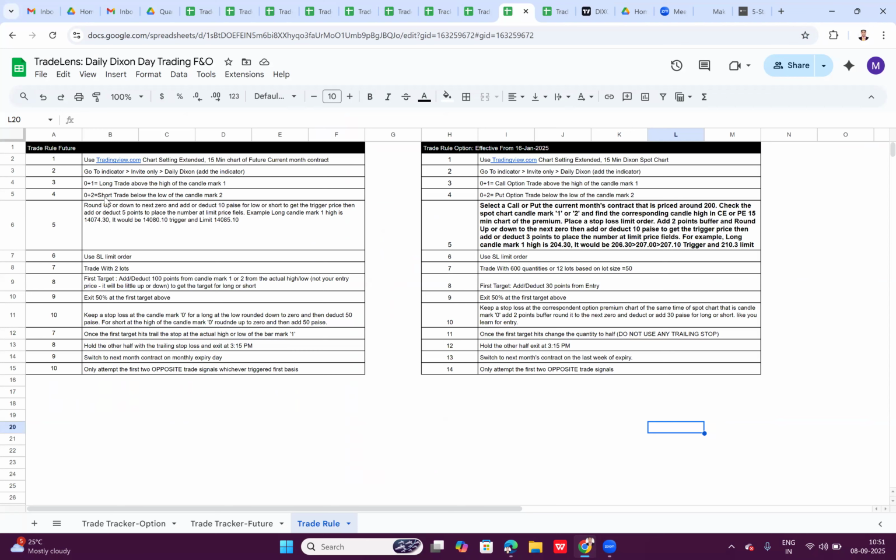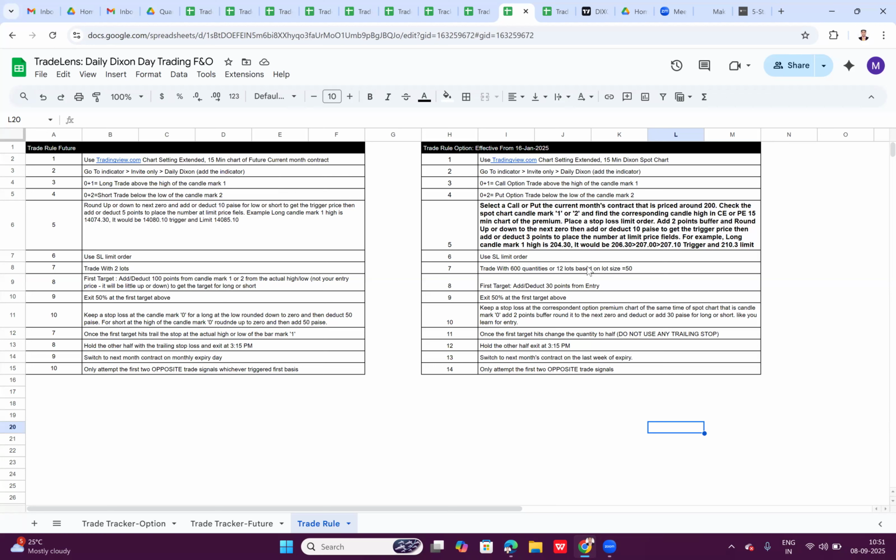Only for future trading, we have to check the setup in the future chart. For option trading, we have to check the setup in the spot chart. I hope you all have clarity about the chart setting. So I am repeating once again: the setup of the Dixon indicator is based on two candles of the 15-minute chart.